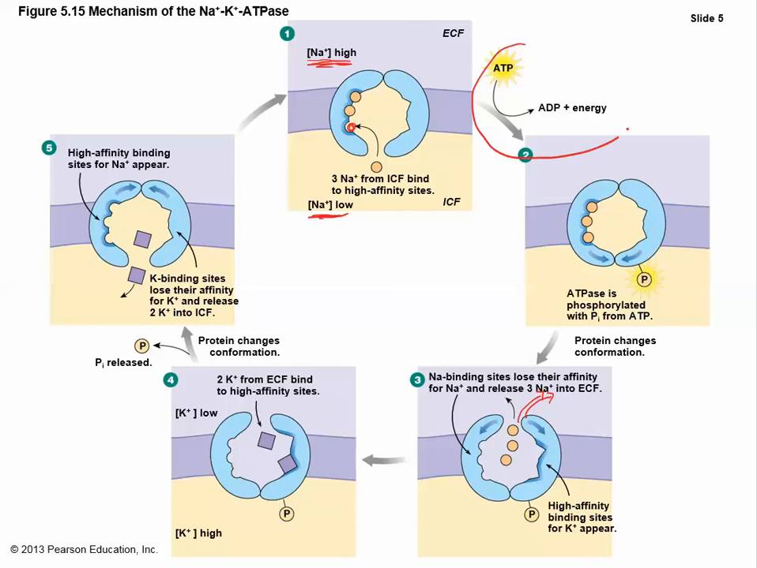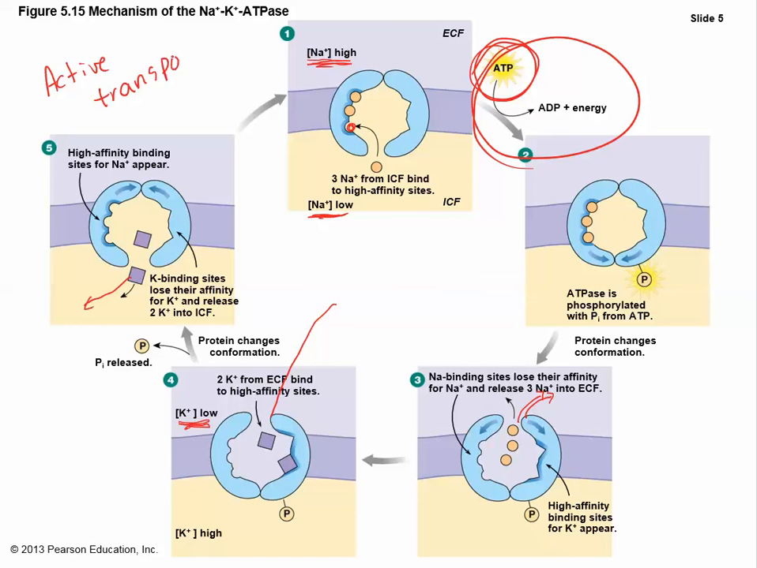Notice here, it burns an ATP every time it does that. So it keeps doing that. And then once it's open on this side, potassium, which is at a low concentration outside the cell, will bind, and then it will release that potassium into the cell. So every time it goes through one of these back and forth cycles, it burns a molecule of ATP, or it hydrolyzes a molecule of ATP. So that makes it active. So that's active transport.